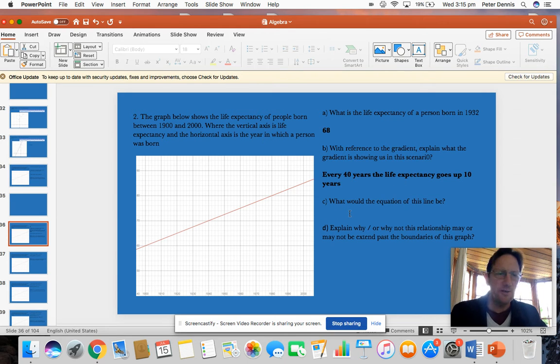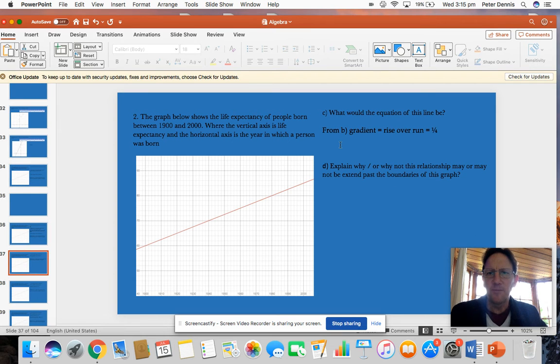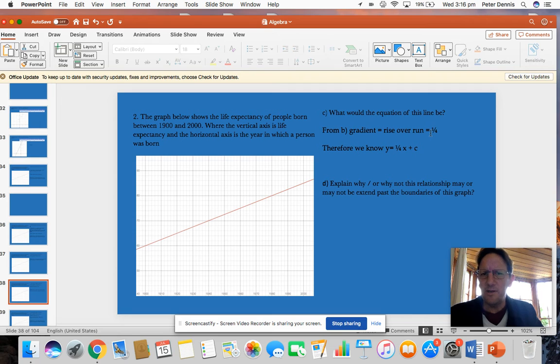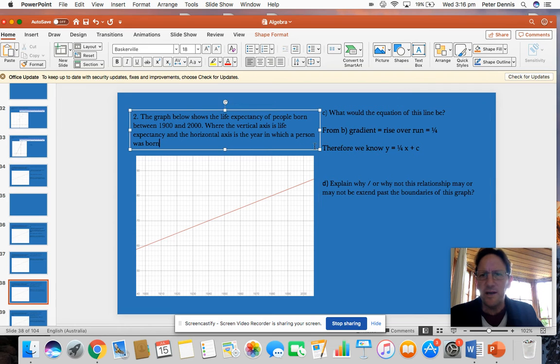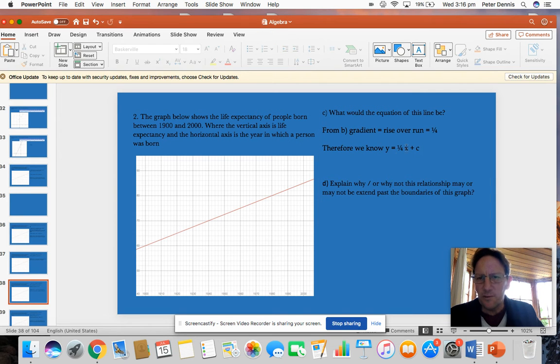What would be the equation of this line? So let's have a look at this. Remember, from part B, we know that the rise over run was 10 over 40, which is a quarter. So we know the gradient is a quarter. The next thing we need to understand is that every single straight line can be written as y equals mx plus c. In this case, we already know what the m is. The m is the gradient. So the m is a quarter.